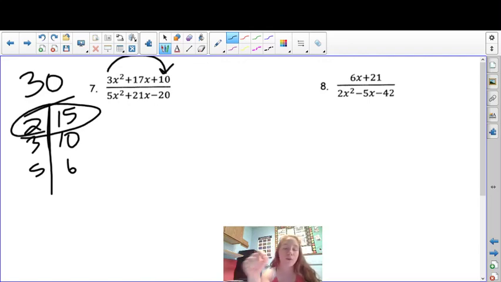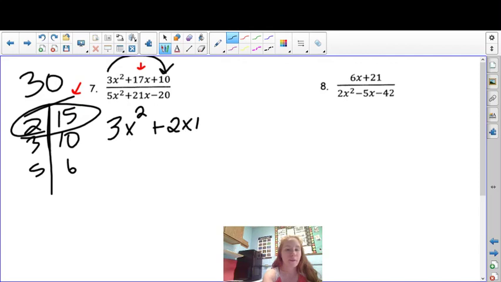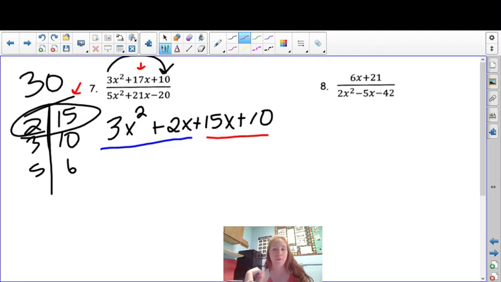That first one. So what I'm going to do is rewrite the term, but instead of 17, I'm going to replace the 17 with the two numbers that I found instead. So 3x squared plus 2x plus 15x plus 10. And now we're going to do what's called factoring by grouping, which means I'm going to group the first two together and divide something out. Then I will group the second two and hopefully come up with something that also comes out to equal the same. So let me show you what that looks like.